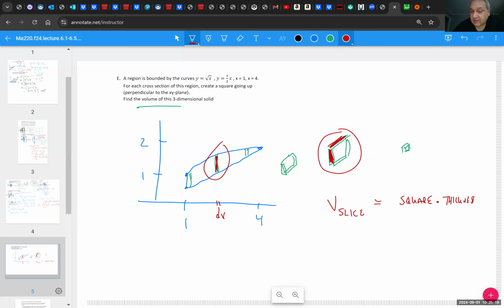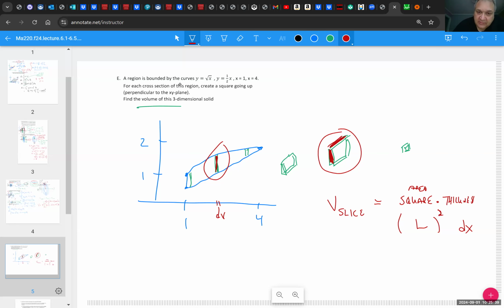We know what the thickness is. The thickness is dx because we sliced it this way. And what is the formula for a square? Well, it's going to be length squared, right? It's the length squared is how you find the area of a square. The area of the square times the thickness is going to be what our slice is. So we need to find the length of the square.